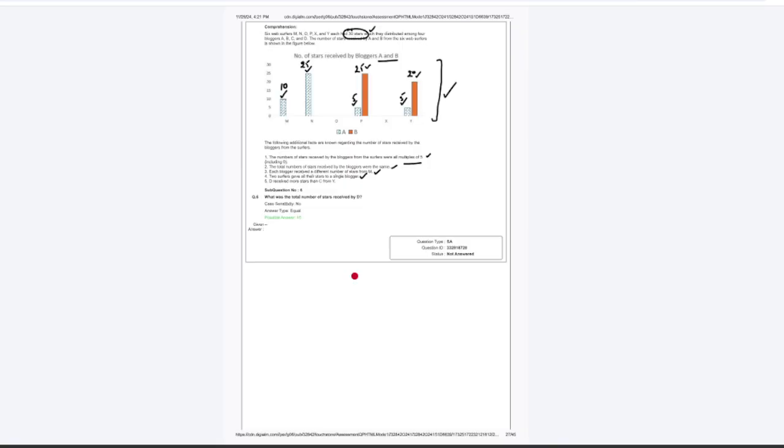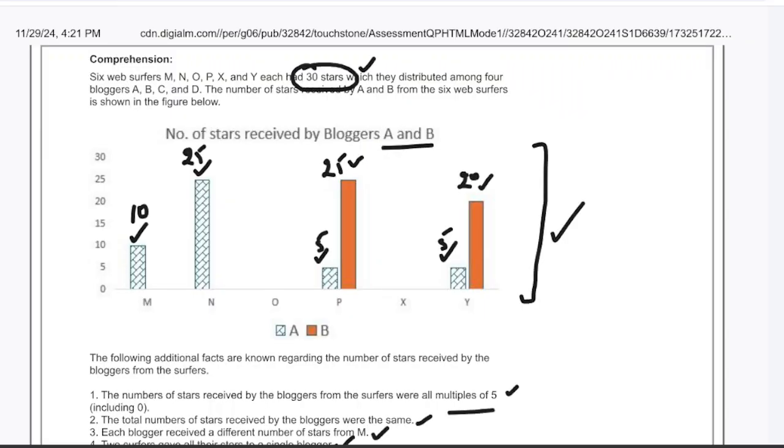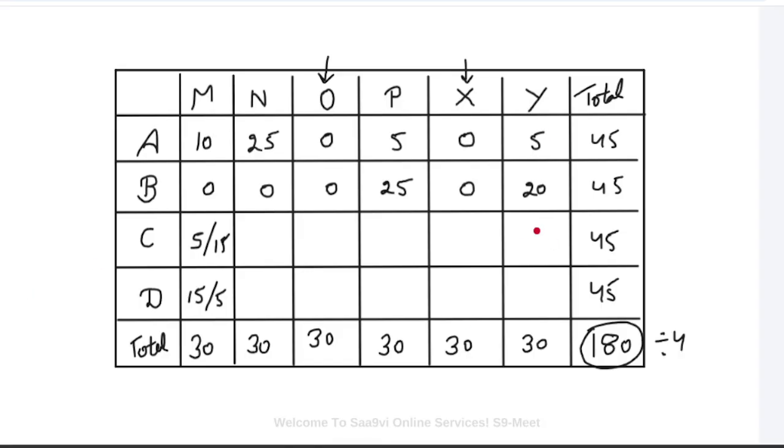O may give to C or D. The same way X also may give to C or D, but not the same person, because the total has to be 45. Now D received more stars than C from Y. Y has 5 stars remaining. D is going to get more. That means D gets 5 and C gets 0. I believe that's quite clear.